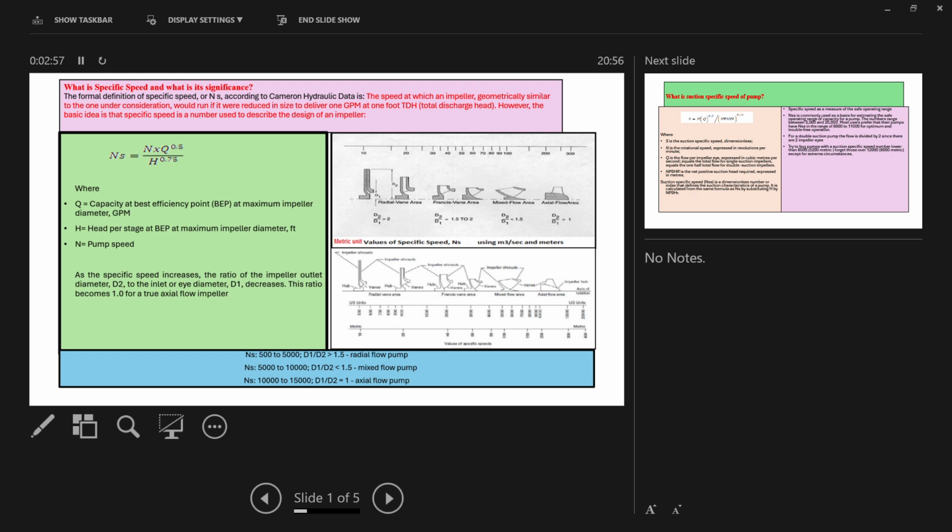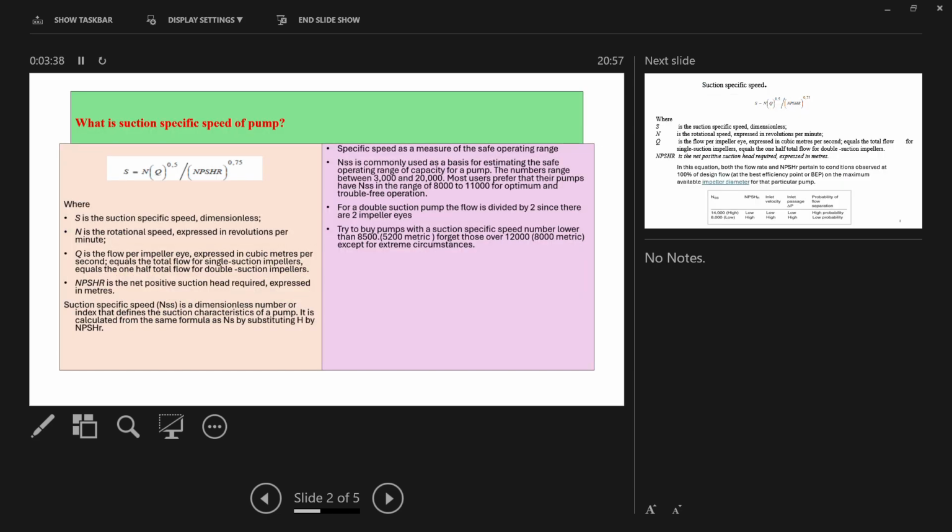If it is in metric units, then accordingly the RPM is going to change. You see NS 500 to 5,000 when D2 by D1 is greater than 5 is radial flow. When NS is 5,000 to 10,000, D2 by D1 ratio is less than 1.5 and it is a mixed flow pump. And when it is above 10,000 to 15,000, then D2 by D1 is equal to 1, that is an axial flow pump. So if you know the specific speed, you can come to know what type of pump it is, whether it is a radial flow pump, mixed flow pump, or axial flow pump.